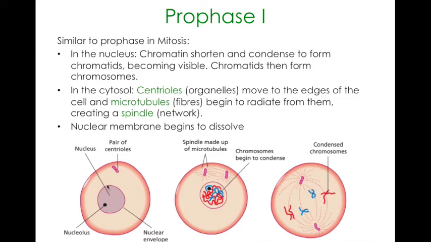Yeah, so there's your centriole. There's the centriole creating the spindle network and then moving to opposite sides so that they are creating your spindle fiber network there. And then the nuclear membrane dissolves and the chromosomes will begin to line up towards the equator as it transitions into metaphase.